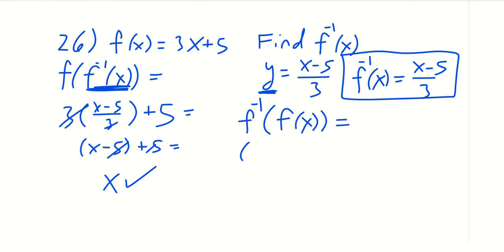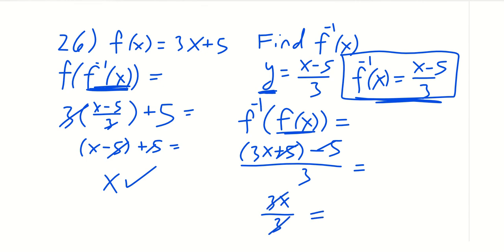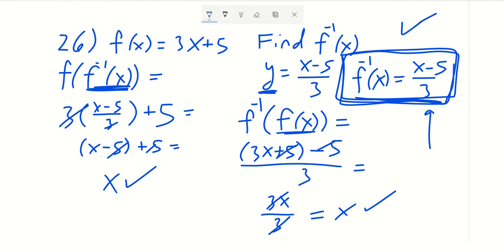So now we're going to start with f inverse. F inverse as a function says take your input, subtract 5, and divide it by 3. My input is the function f, which is 3x plus 5. To simplify this, notice that the positive 5 and the negative 5 cancel. So we get 3x divided by 3. The 3's cancel, and so that too gives us x. By showing both of these compositions equal x, this proves that x minus 5 divided by 3 is indeed the correct inverse function.